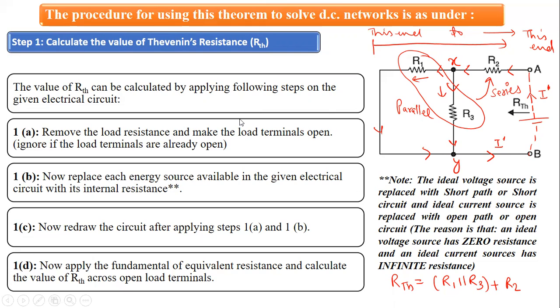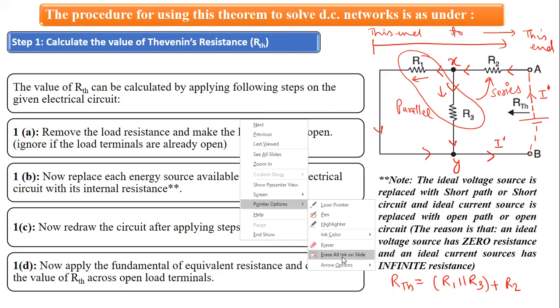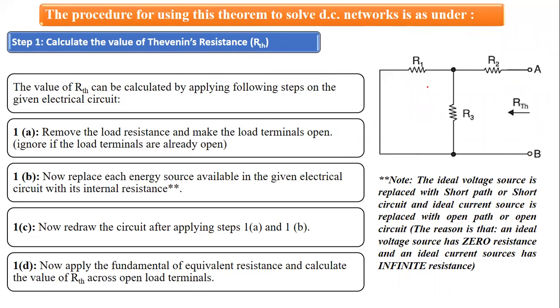We will take one more example just to understand this concept. For example, you have a network like this, and this is your load branch here. This is V, this is R1, this is R2, this is R3. Now, this is the load branch. These are the load terminals AB. Now, if we apply all these steps on this particular network, we can redraw this circuit.